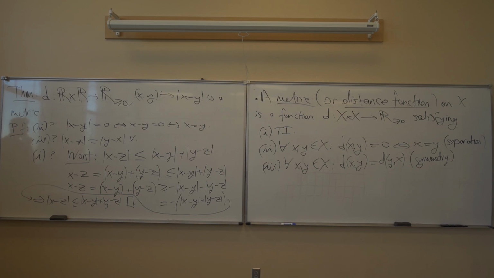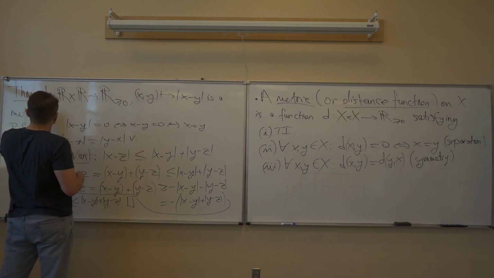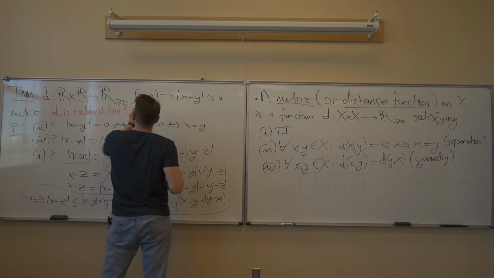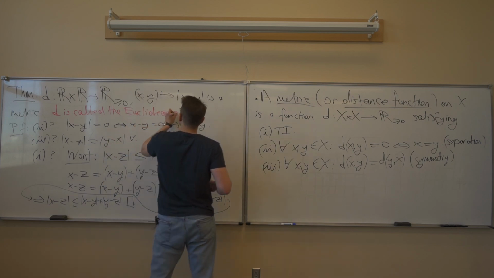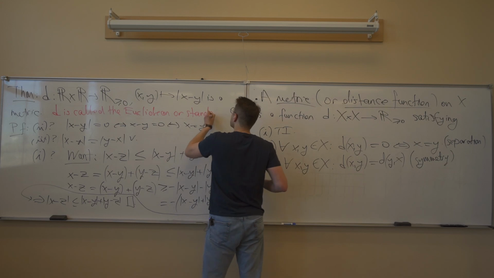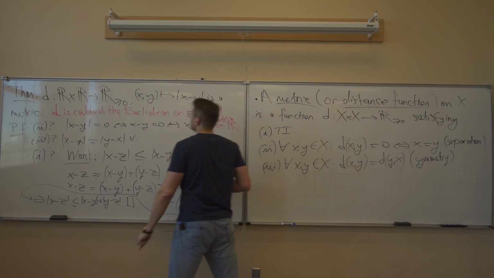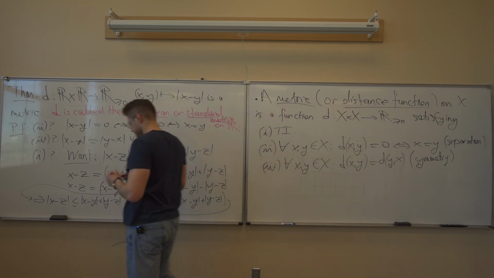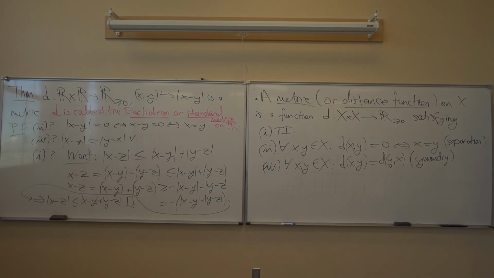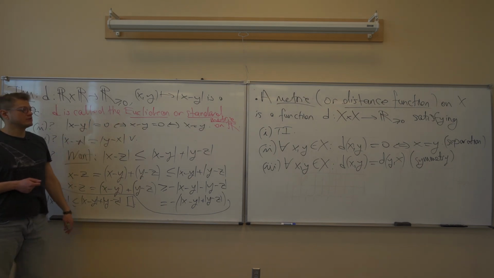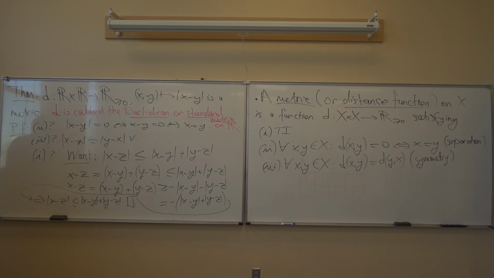Any questions about this? So this is what is called the Euclidean metric or standard metric. It's a metric. And when people don't tell you relative to which metric they are measuring things, at least for real numbers, they mean this one, okay? Now it turns out that there are many other metrics.